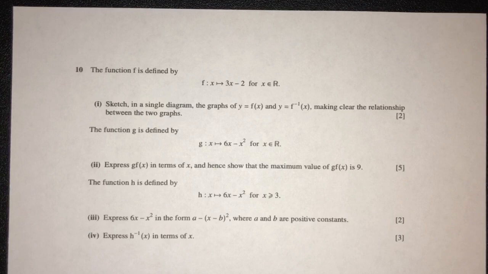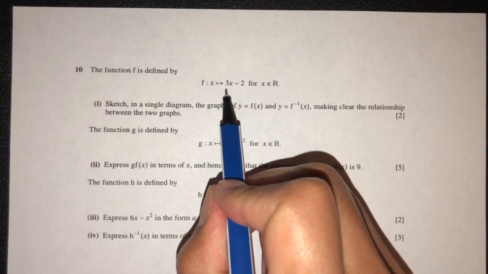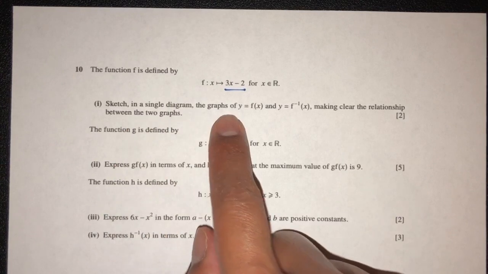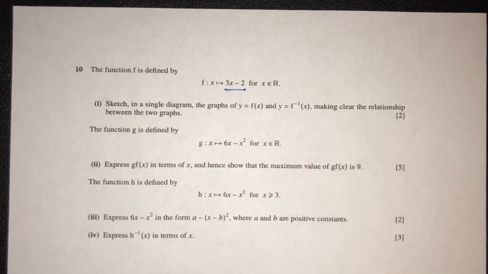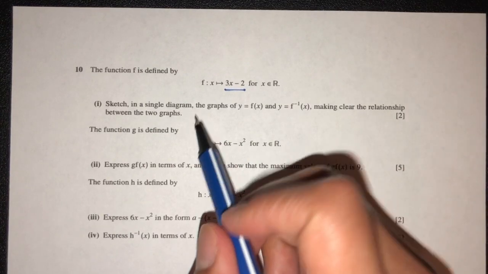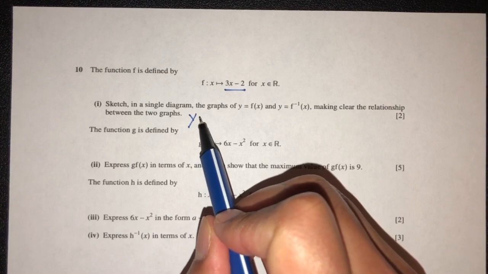The function f is defined by f of x equal to 3x minus 2. Now x can take any values, great to know. Sketch the graphs of this and this, making clear the relationship between those two. Pretty easy. As we have seen many times before, the relationship is simply a reflection in the line y equal to x.